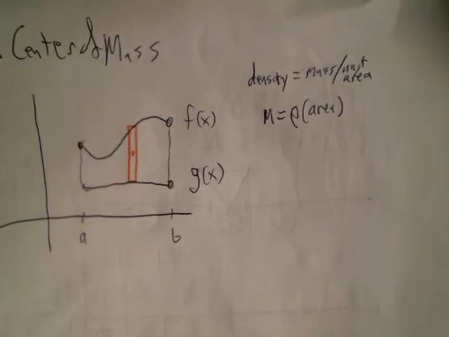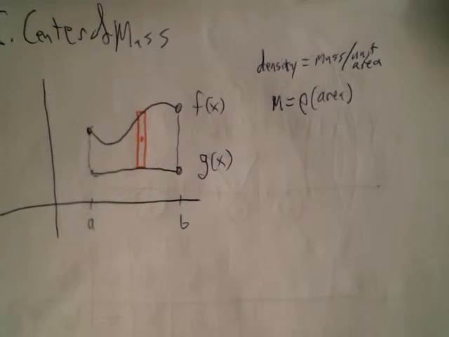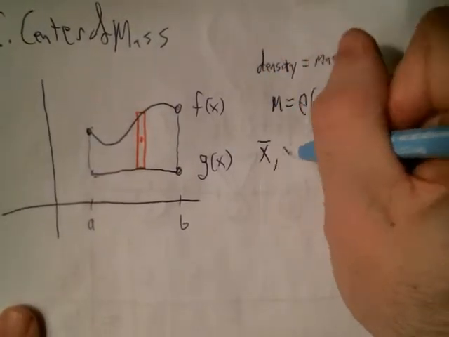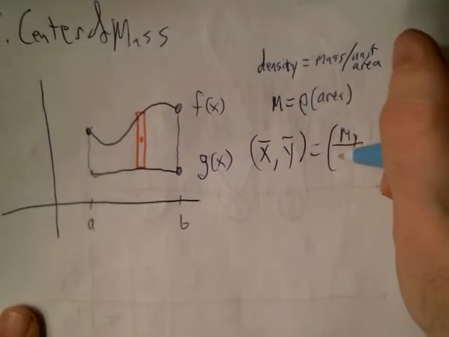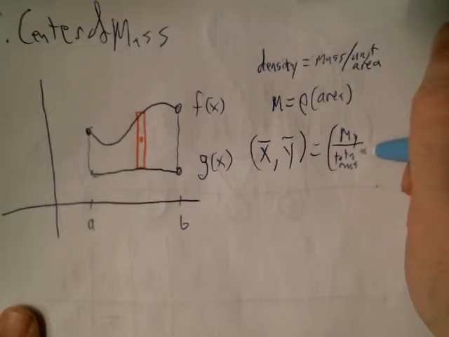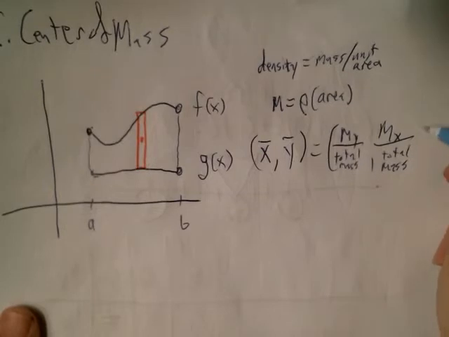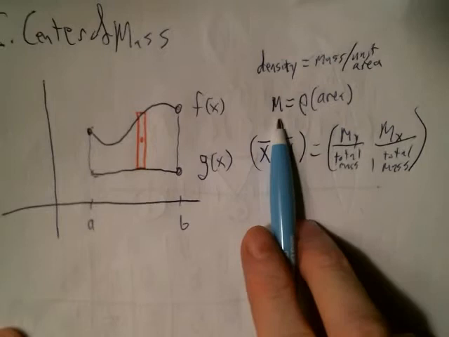And their density constant they're going to give as the letter rho. Okay, so to figure out the center of mass, of course, we need to figure out x bar, y bar. In other words, we need to figure out m sub y all over the total mass, comma m sub x all over the total mass. Okay. So first, the low-hanging fruit is this total mass thing, right?